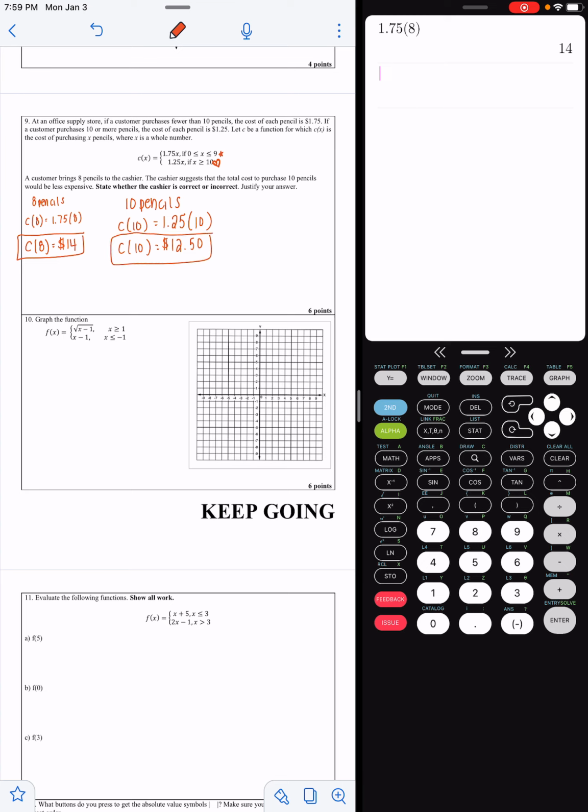Once we have this, we need to make sure we state whether the cashier is incorrect or not. In this case, the cashier is correct because 10 pencils cost $12.50, whereas 8 pencils cost $14. So let's just say that the cashier is correct because 10 pencils cost $12.50 and 8 pencils cost $14.